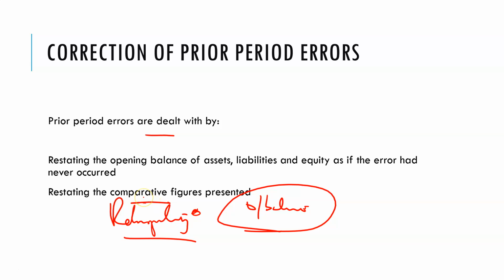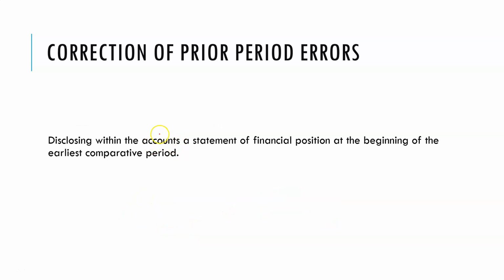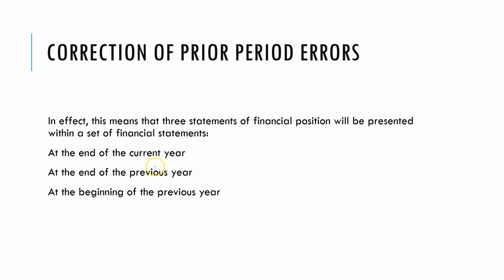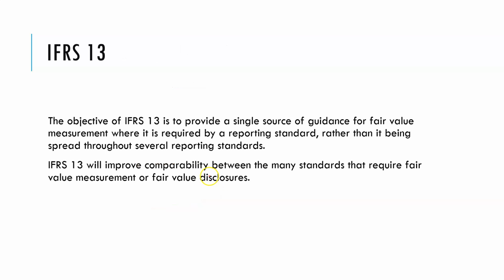So restating the comparative figures presented. Again, of course, there's the question of materiality, and if it is almost impossible, or if it is not material, then you may disclose clearly what this error was, to give your users a good understanding of what's taking place. The key point is, once you go to correct, this means that you will have changes to the opening balances of the current year, the previous year, and at the beginning of the previous year, depending on how far back you're going with the error. Yes, all those changes must be made and adjusted.